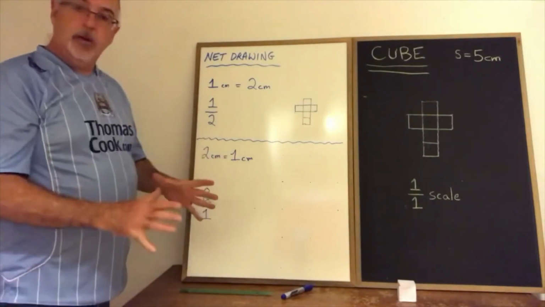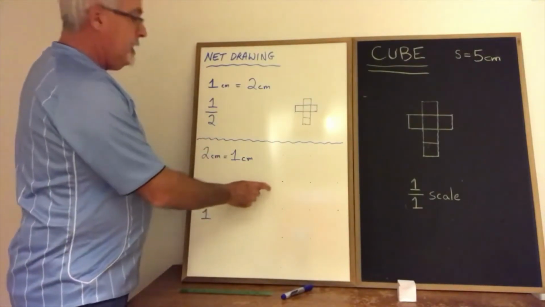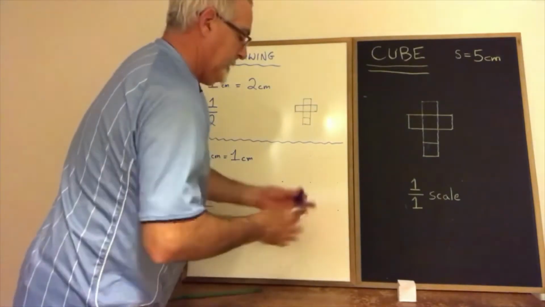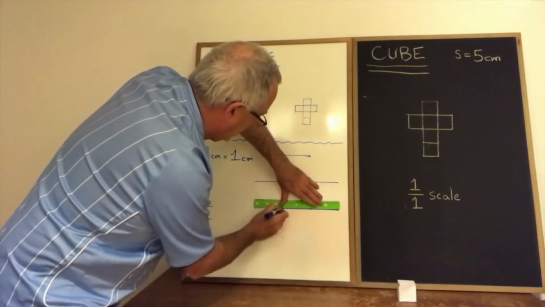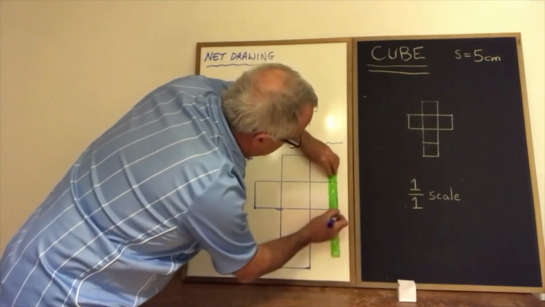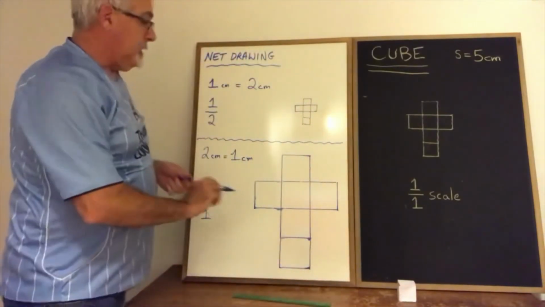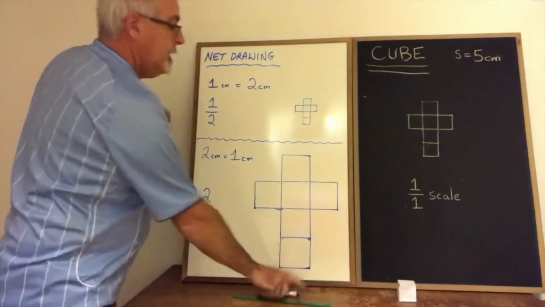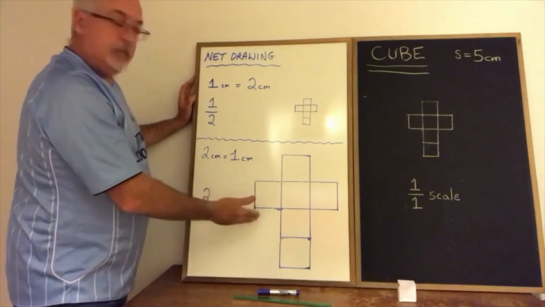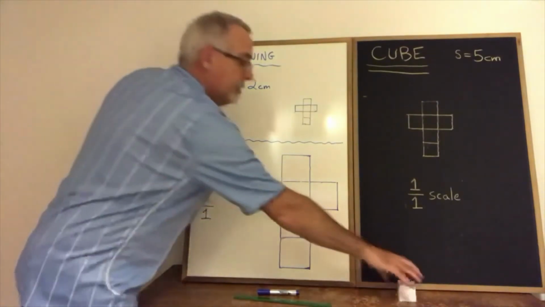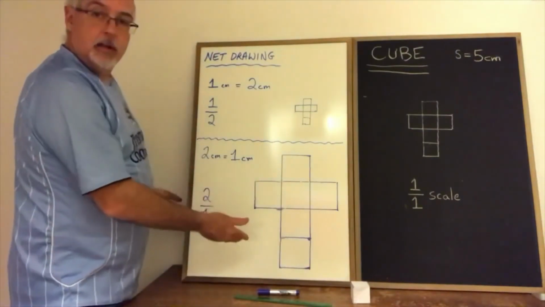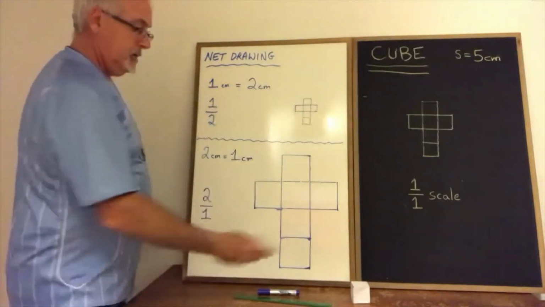So again, please be patient with me. It won't take very long. I'm going to draw the same cube once again, but at the 2-to-1 scale. Okay, so that's done. So now we see what it looks like when we draw the net of the cube where all the dimensions are twice as big as they are in the original object. In other words, all the sides of the square on this drawing are 10 centimeters in length, twice as big as the 5 centimeters of the real object.